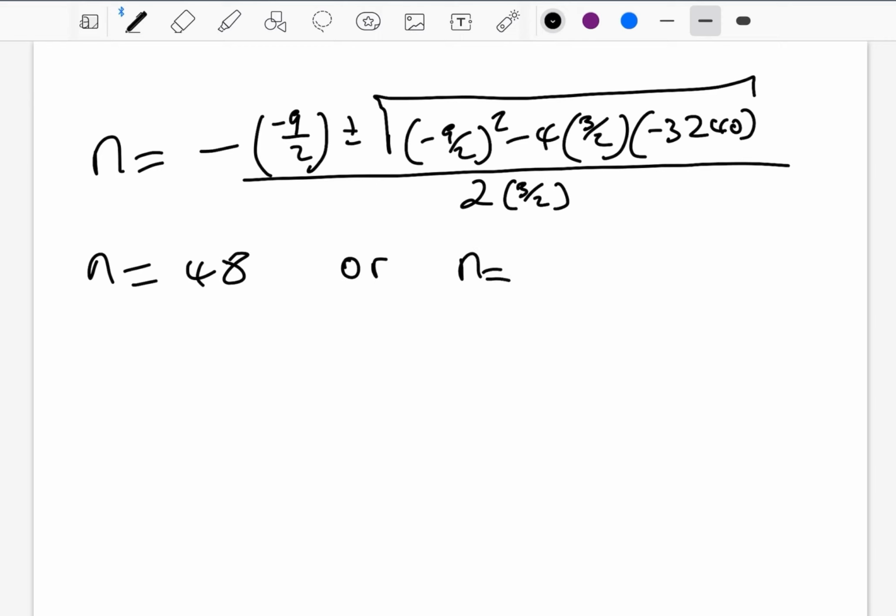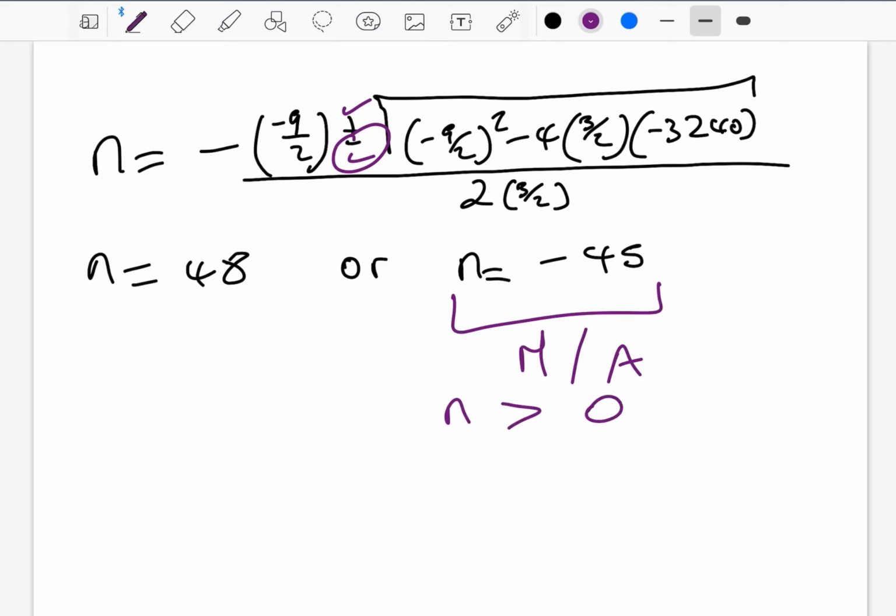Or n is equal to, now we just have to use negative. Go back to your calculator and replace the positive with negative. When you do that, you're going to get that n is equal to negative 45. Now, this is not the correct answer. You cannot have two n's. This is not a correct answer because your n should always be greater than 0.